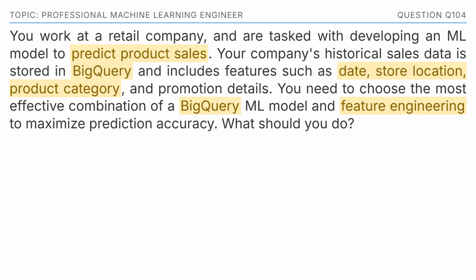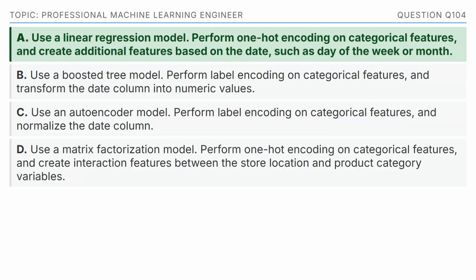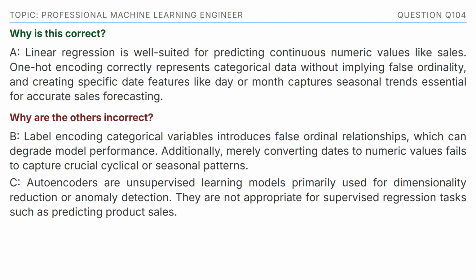To arrive at the correct answer, we focus on the keywords: predict product sales, BigQuery, date, store location, product category, feature engineering. The correct answer is option A, use a linear regression model. Perform one-hot encoding on categorical features, and create additional features based on the date, such as day of the week or month. Why is this correct?